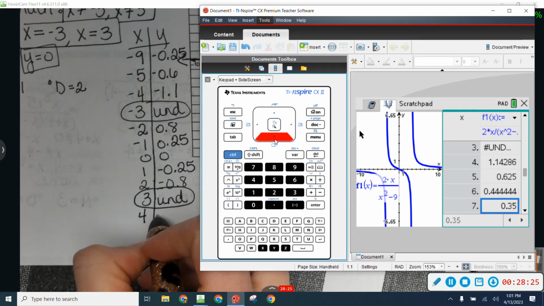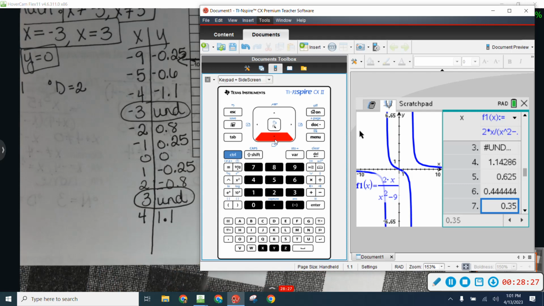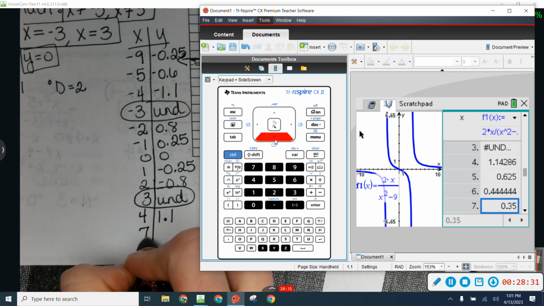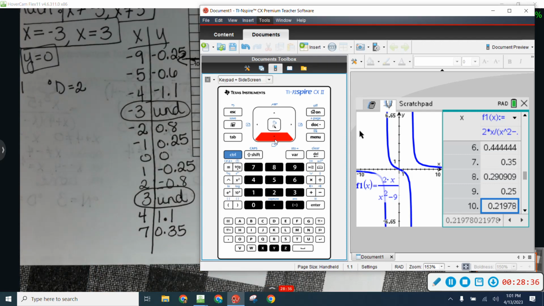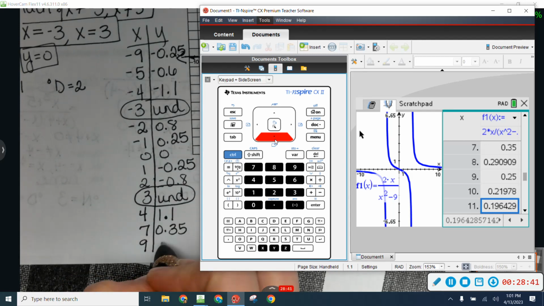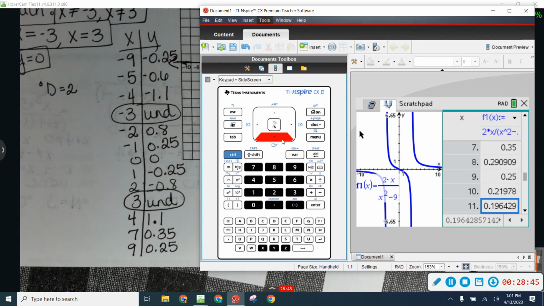So for 1.1, I can skip to 7.35. And then 9.25. You could always change your table settings to do like 8.5 and stuff like that. I don't. You have what your graph should look like, so you should be able to see what happens.